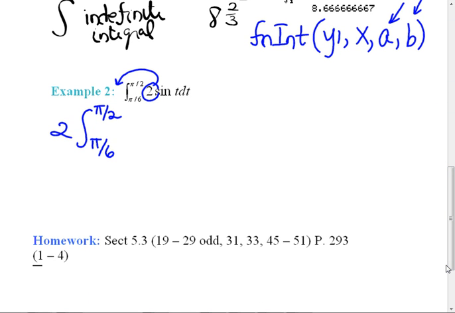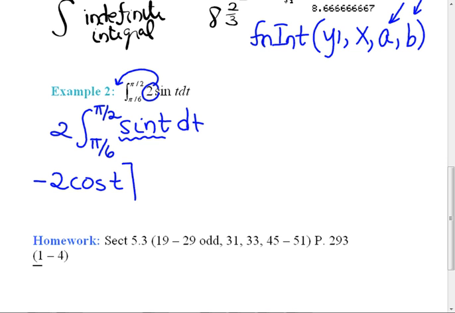Okay, so now let's go ahead and do this. And all this symbol means is find the antiderivative of the sine function. What is that? That's right, negative cosine of t, and I'm going to evaluate it at pi over 6 and pi over 2. Now, they get you on the multiple choice. You have to know how to do that on the multiple choice. On the free response, all I have to do is substitute those values in, and I'm done.